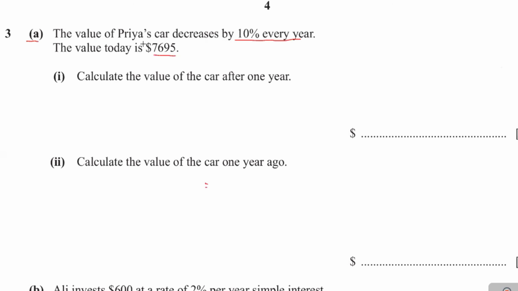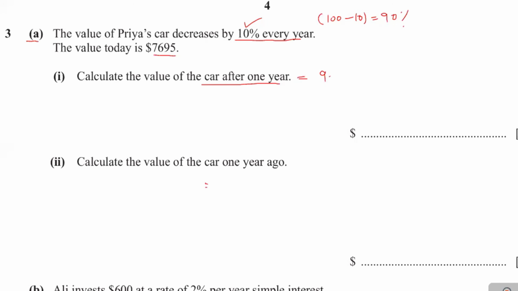Question 3, part A. Priya's car decreases by 10% every year. The value today is $7,695. Calculate the value of the car after 1 year. You see here the value of the car decreases 10% every year. Therefore, the value of the car after 1 year will be, when 10% decreases from 100, we get 100 minus 10, that will be equal to 90.